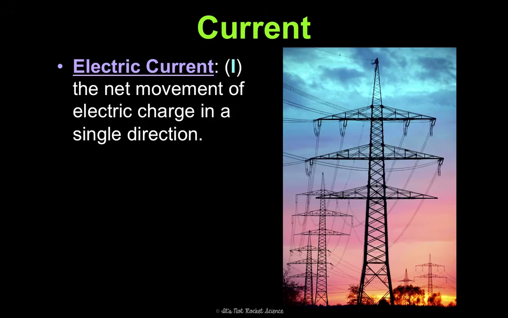So electric current, which we abbreviate with a capital I in mathematical equations, is the net movement of electric charge in a single direction. And this is what you have flowing through the wires into your house, powering all of the things. It's measured in a unit called amperes, which is abbreviated as amps.